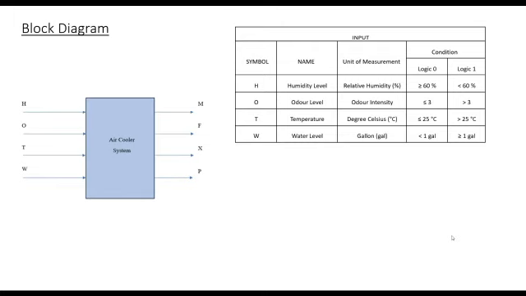And this is our block diagram for the air cooler system. In this project, we will be using a combinational logic design which represents the different situations that happen to determine whether to switch on the air cooler, which is controlled by inputs: humidity level denoted by symbol H, odor level O, temperature T, water level W.